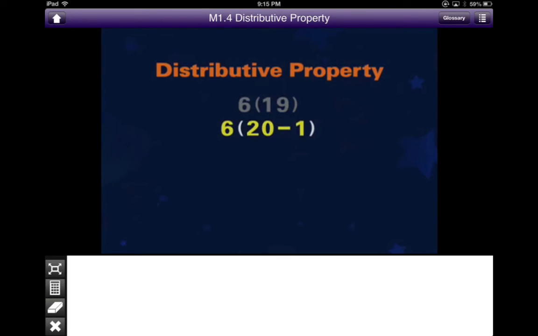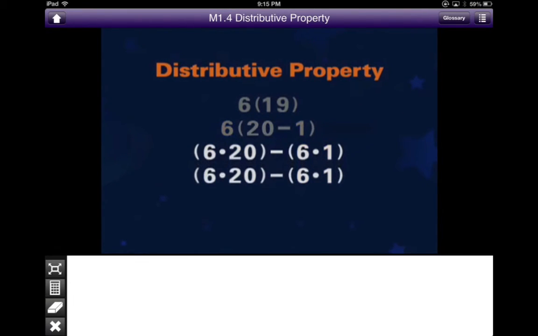Distribute 6 over 20 minus 1. That is 6 times 20 minus 6 times 1, which is 120 minus 6. And 120 minus 6 equals 114. Hey, I see why 20 minus 1 was an excellent choice. It's easier to multiply 6 times 20 and 6 times 1 and subtract than it is to multiply 6 times 19. That's right, Luria. Multiplication is easier if you distribute your numbers wisely.